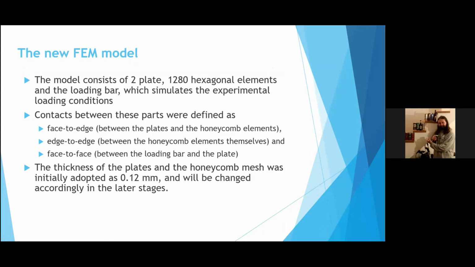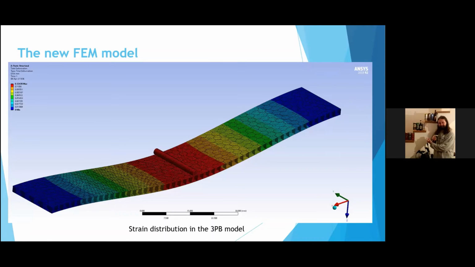Just a second. Here you can see some information about the models, how the contacts between the parts were defined, and they were all two-dimensional, but we defined a thickness of 0.12 millimeters. This was something we had to change later, which I will explain. And here you can see the results for the 3-point bending.